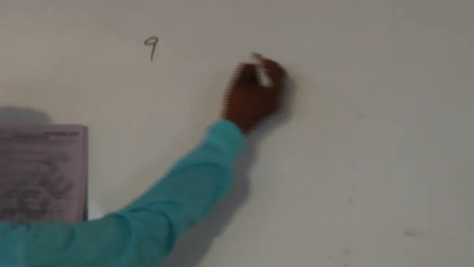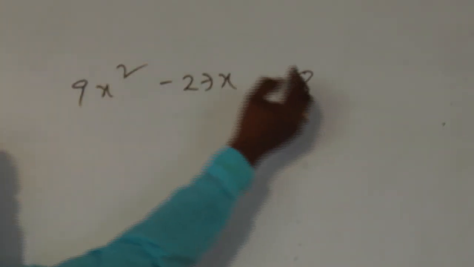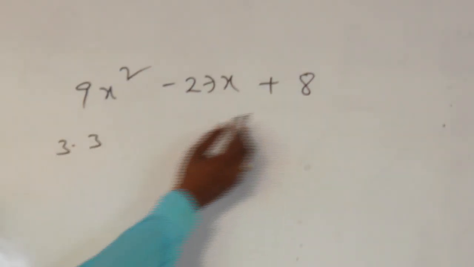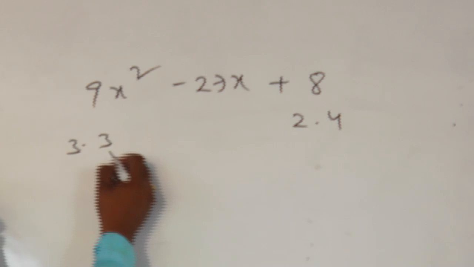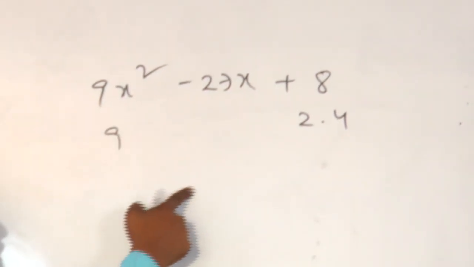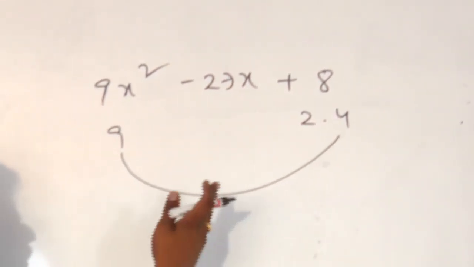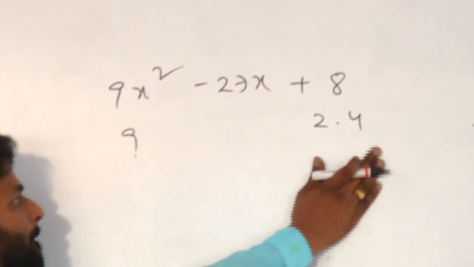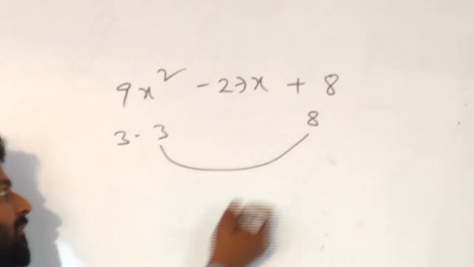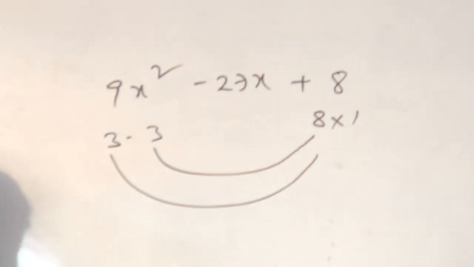You have 9x square minus 27x and then plus 8. You can write this number as 3 into 3, 2 into 4, 6, 12, will not work. Let it be 9. Two into 4 only, right? 3 into 3, let it be 8. 8 threes and then 3 into 1, 24, 3.